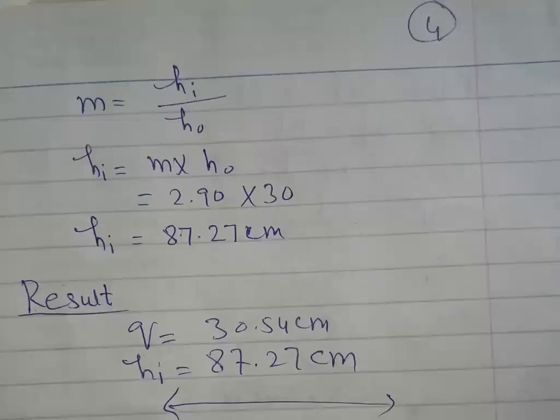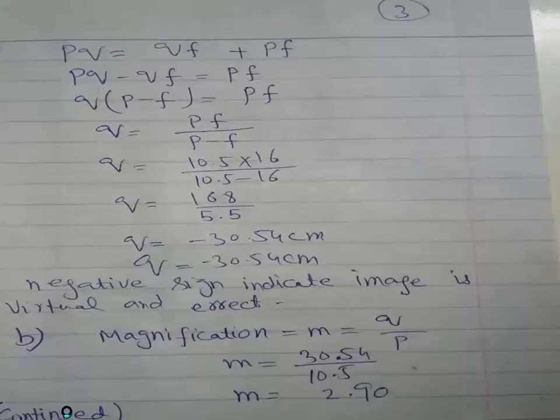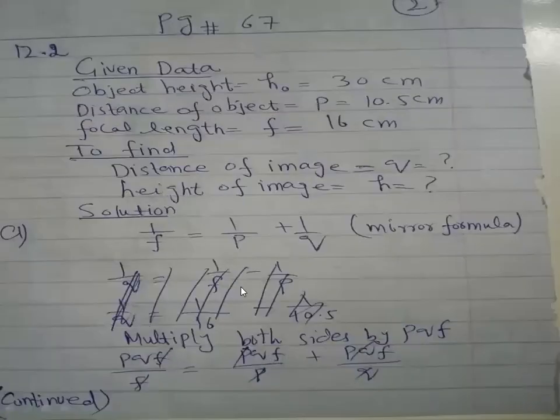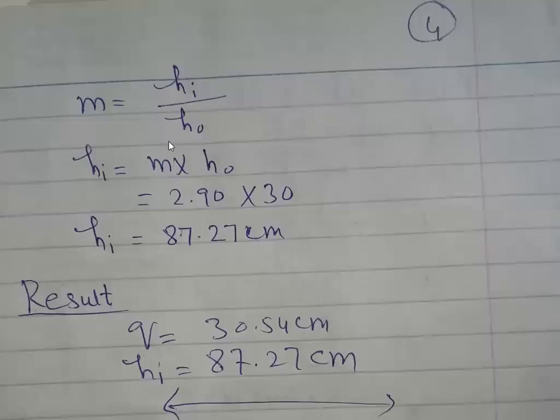Then I use the formula again. Magnification is HI over H naught, and magnification is Q by P as well. Since we want to find out HI, the height of the image, I will use this formula: M is equal to HI over H naught. Just cross multiply, so M multiplied by H naught.